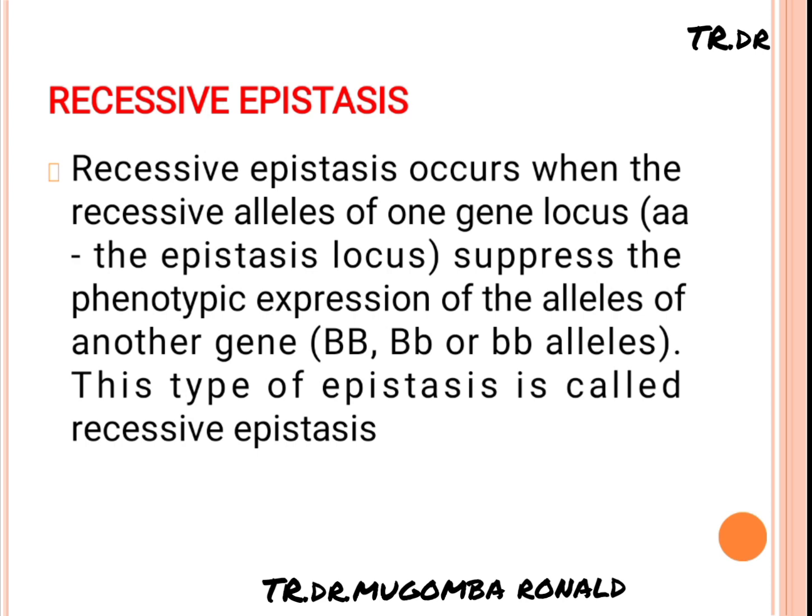So here you just need to have a double recessive, then it will suppress the expression of the other gene. The other gene, even if it is capital B, it will not express itself. Even if it is capital B, small b, even if it is small b. So that is recessive epistasis.